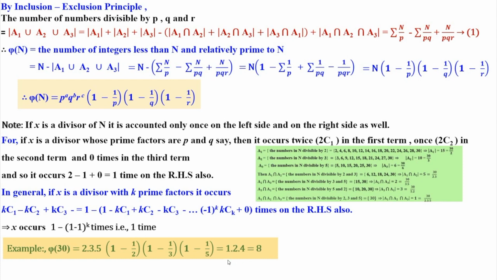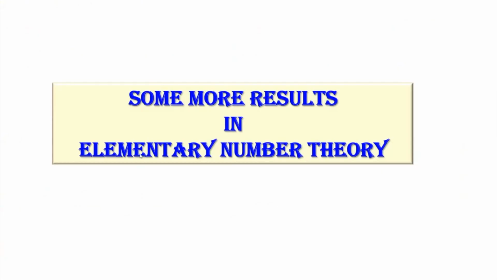So this is how we find the formula for phi of n, and using this, such questions can be answered. But as such, this derivation may be asked, for which the proof has to be given like this. So in the next video we will see some more results in elementary number theory.